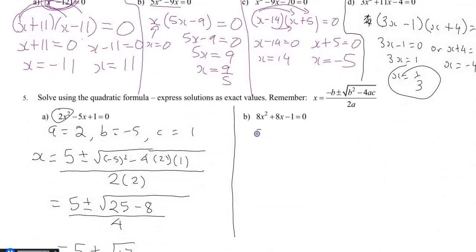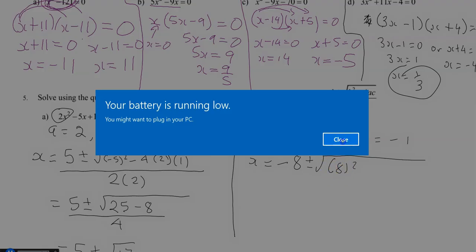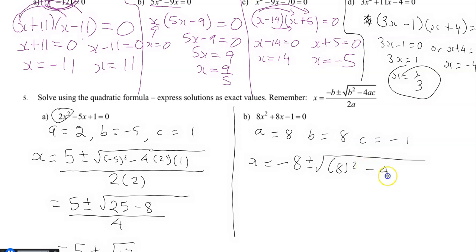Okay, this guy's same deal, right? So a is equal to 8, b is equal to 8, c is equal to -1. Okay, plug in. x is equal to negative b, which is going to be negative of 8, plus or minus the square root. I always put this in brackets, that way if it's negative, I remember I'm squaring a negative, -5 squared, you're going to get a positive, and if it's positive, alright, minus 4 times 8 times -1, over 2 times 8.